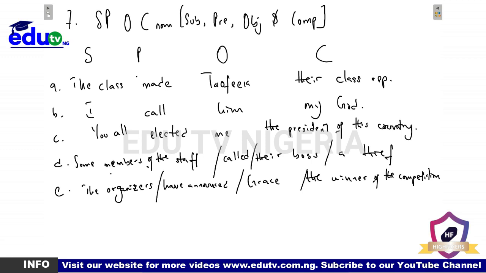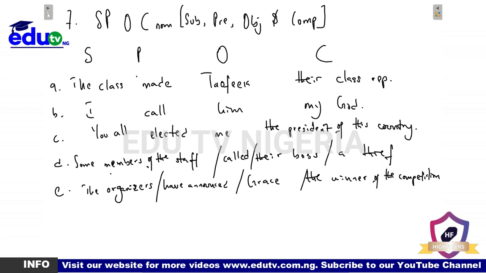So that's just it. Now the first example we have there, the class is your subject, am I right? Made is your predicator, Taufik is your object, and their class rep is your complement. That goes with the second one too. I is your subject, call is your predicator, him is your object, and my God is the complement. Third one, you all subject, elected predicator, me object, the president of this country, that's your complement.